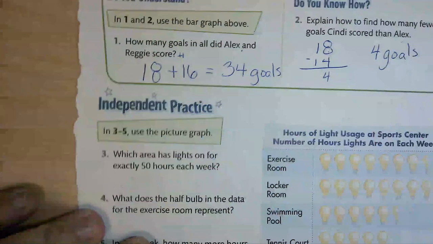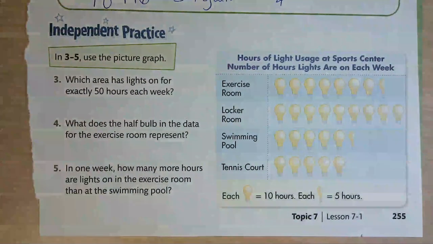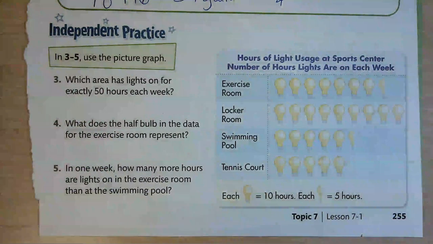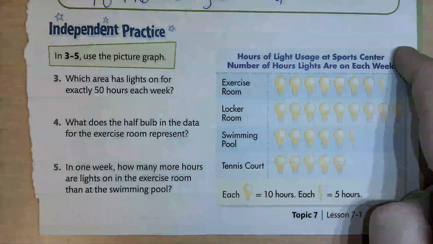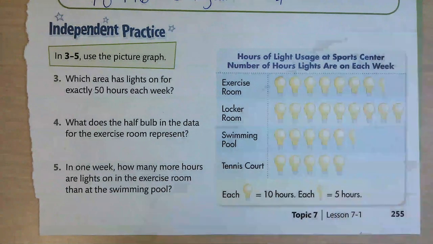We've got one more picture graph. All right. And I'm going to ask you to put your finger on the title. Where would I find the title? Our title is right up here. Hours of light usage at a sports center. The number of hours lights are on each week. So that's what our title is.